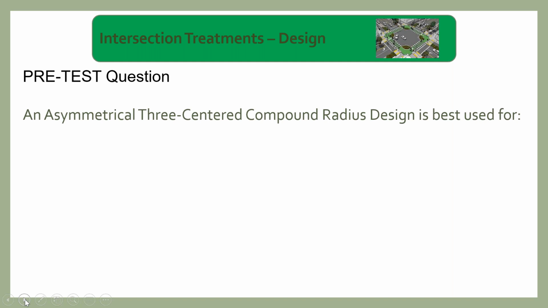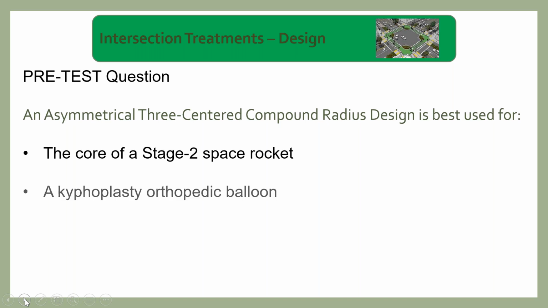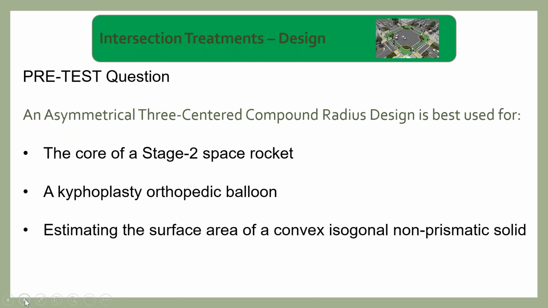An asymmetrical, three-centered compound radius design is best used for: is the answer A, the core of a stage 2 space rocket; B, a kyphoplasty orthopedic balloon, and I'll be honest, I have no idea what that means; C, estimating the surface area of a convex isogonal non-prismatic solid; or is the answer D, the curb radius of a driveway? Well, we'll get into it.